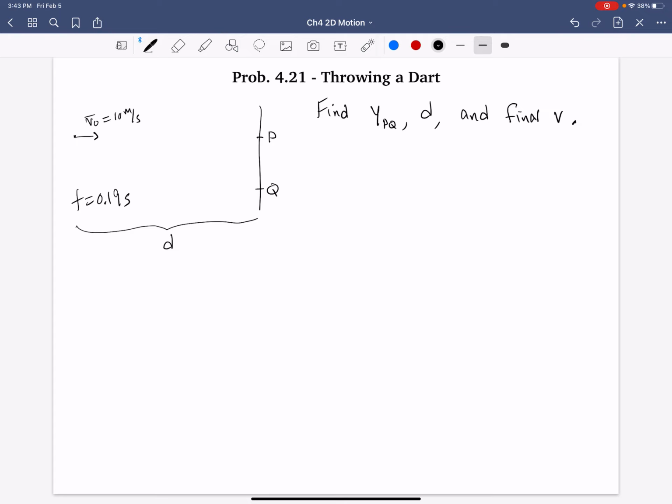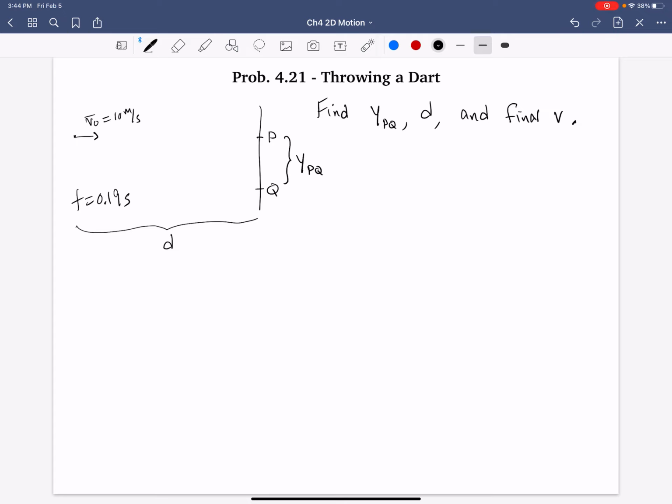You throw a dart at 10 meters per second, initially directly horizontally. It takes 0.19 seconds to reach the dartboard from the point of release, and it drops down a distance Y, or a distance Y PQ.